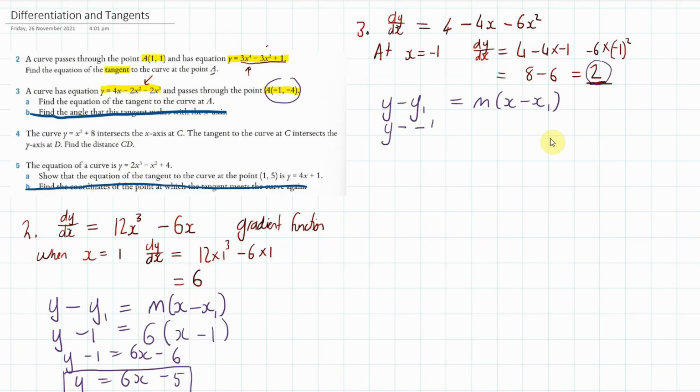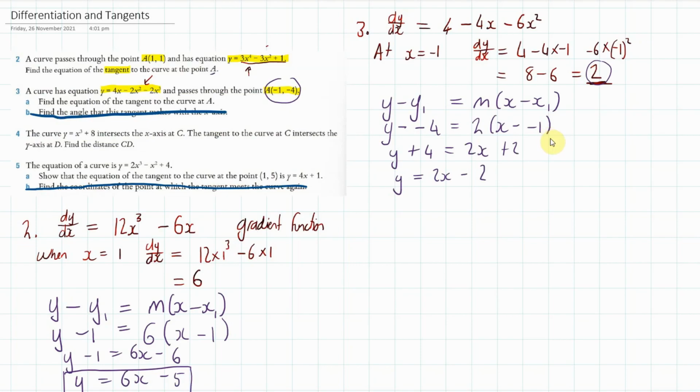That's y minus minus 4. The gradient is 2, times x minus, and then x1 is minus 1, so it's x minus minus 1. I'm going to simplify in my next line. I get 2x. Now minus minus 1 is positive 1, so that's plus 2. I get y is equal to 2x minus 2. And that should be the equation of my straight line there.